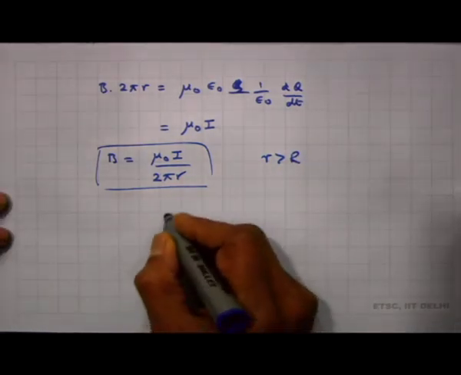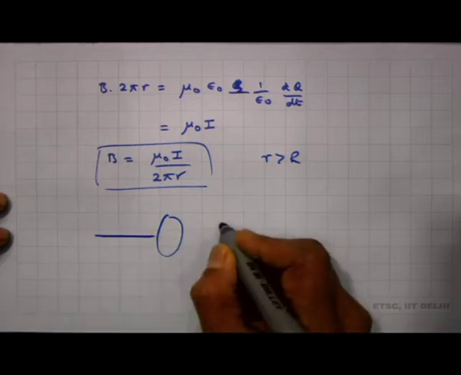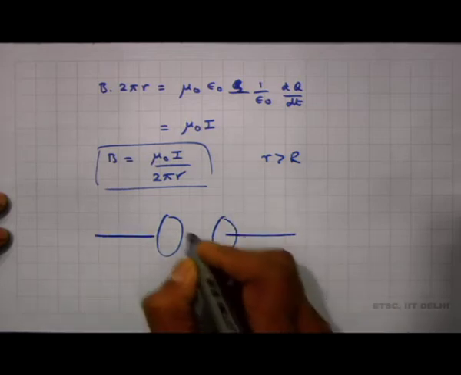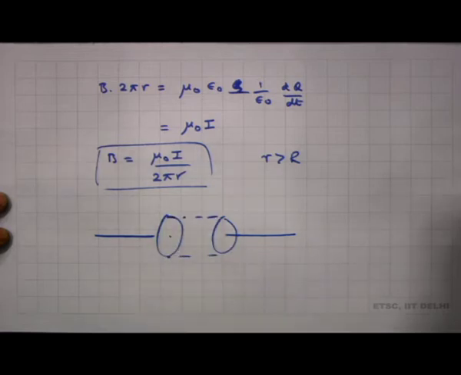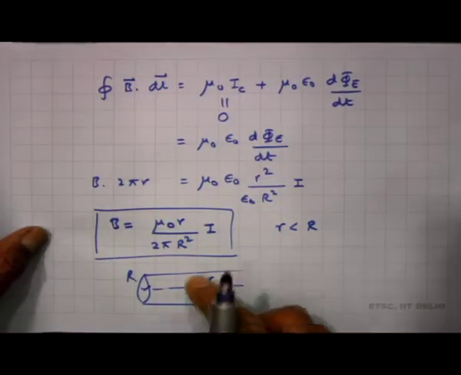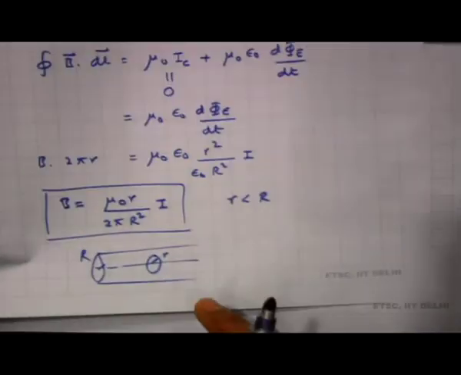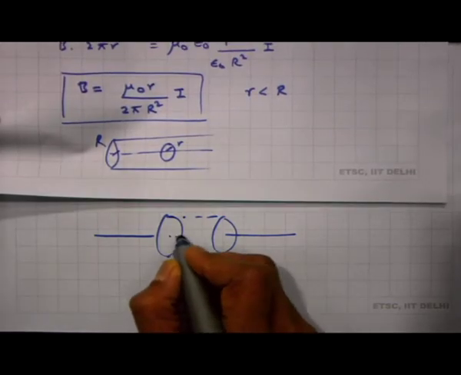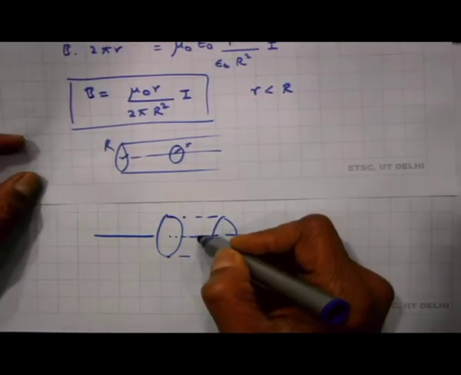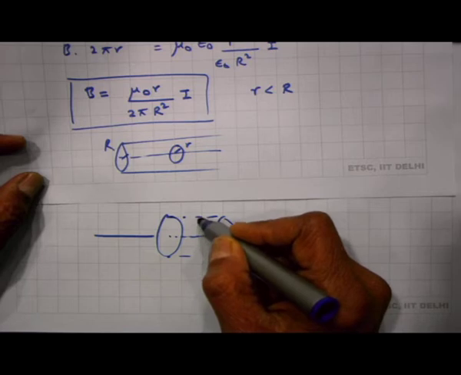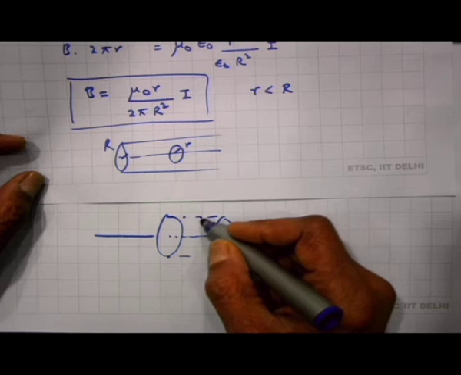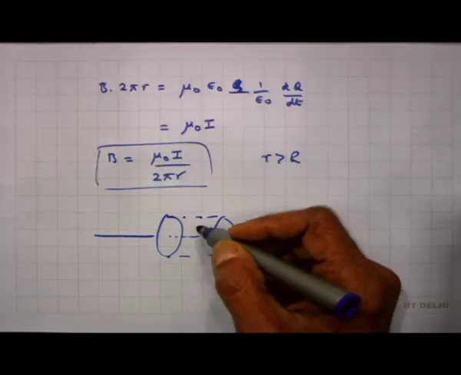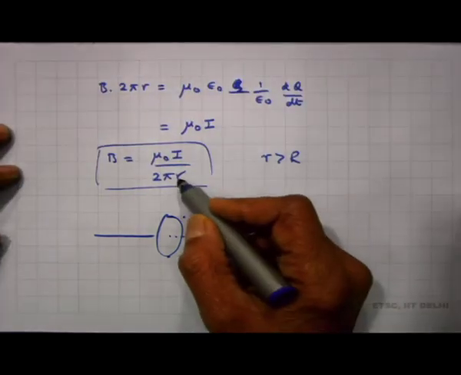So, if I had this capacitor plate like this here, for points within this region, B is given by mu naught r by 2 pi R squared times I. So, the magnetic field on the axis, where small r is 0, is 0, and as you move away from the axis, the magnetic field increases linearly with the distance until it reaches the distance capital R. Beyond capital R, the magnetic field decreases as 1 by r.